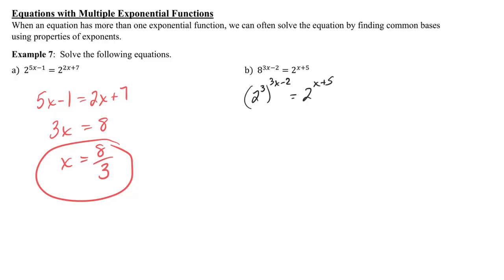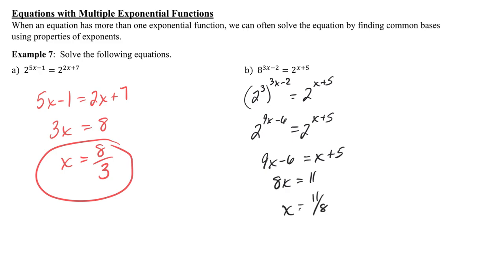Now, we do have to do a little bit of work because when you raise a base and an exponent to another exponent, we should be multiplying those together. So that becomes 9x minus 6. And then we can disregard the bases. I'm going to subtract x to the left. I'm going to add 6 to the right, and then divide. I get 11 over 8. X equals 11 over 8.